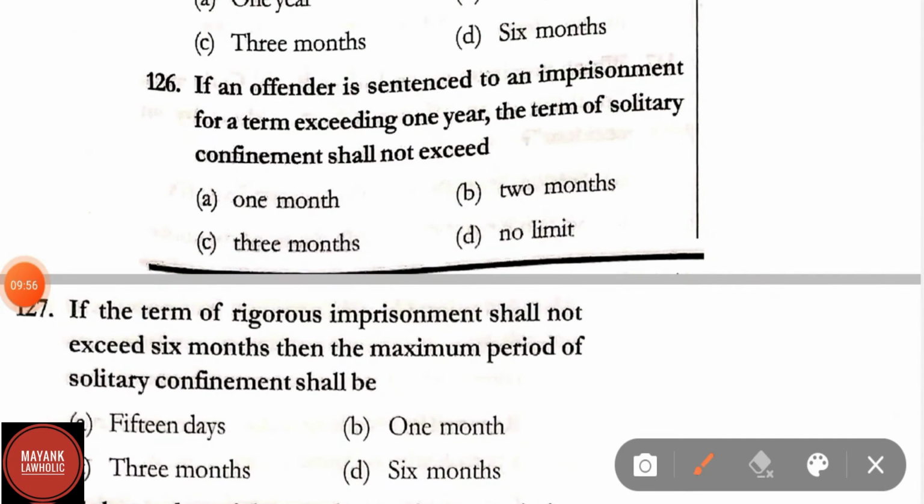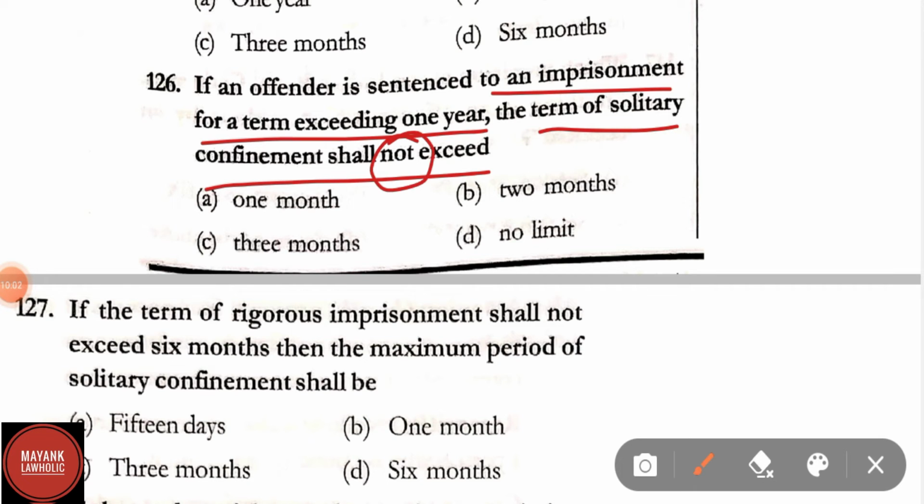Question number 126. If an offender is sentenced to imprisonment for a term exceeding 1 year, the term of solitary confinement shall not exceed: 1 month, 2 months, 3 months, no limit. Correct answer is option C, that is 3 months.